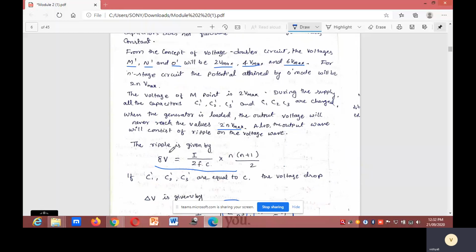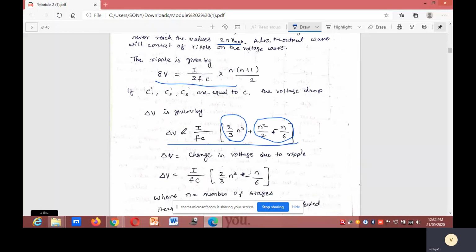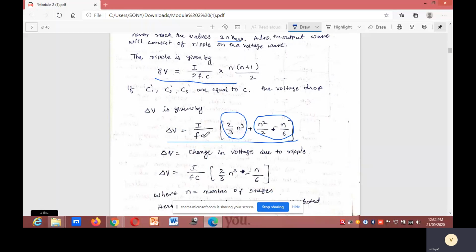That ripple can be written as the equation delta V is equal to I divided by 2 Fc into (N plus 1 divided by 2). With C dash, C1 dash, C2 dash, C3 dash equal to C, the voltage drop, what is the voltage drop? Delta V is equal to I divided by Fc, open bracket, 2 divided by 3 n to the power of 3 plus n square divided by 2 minus n divided by 6.